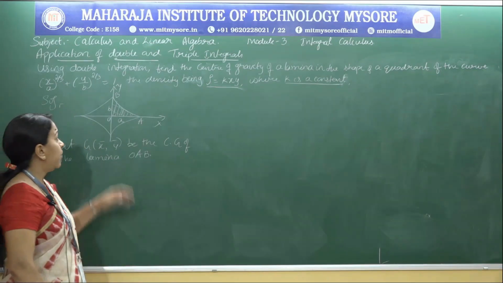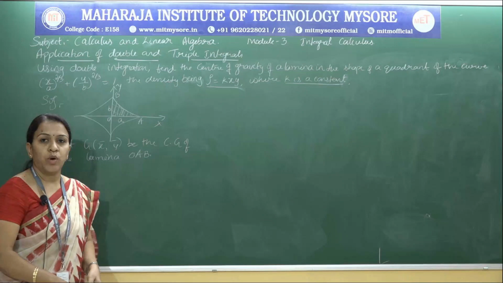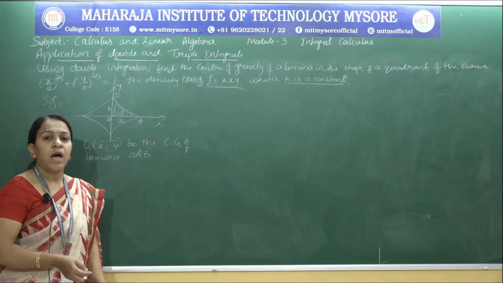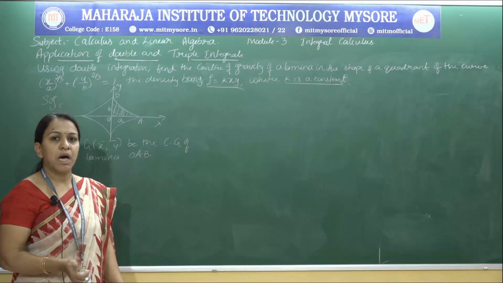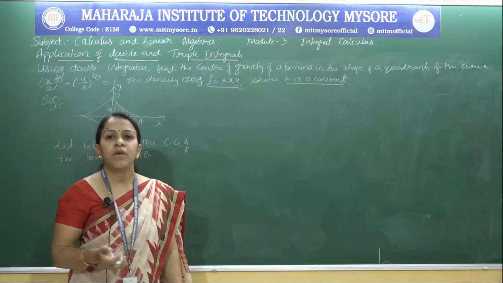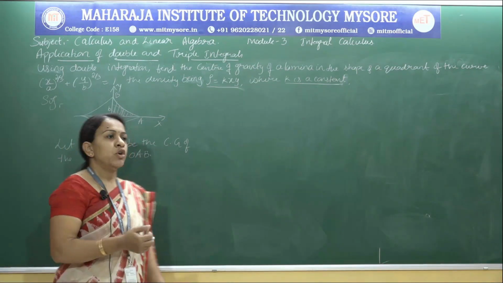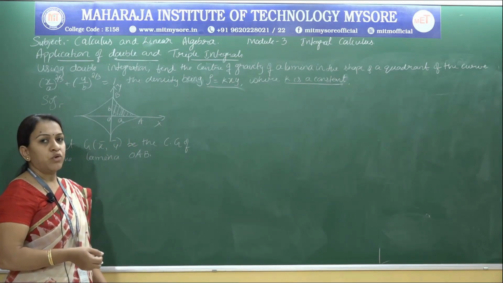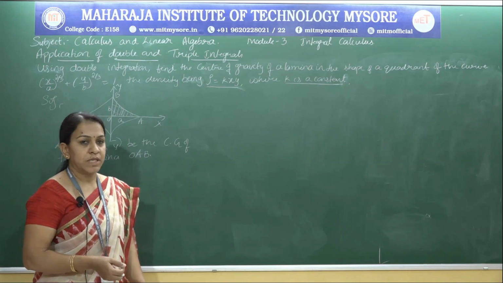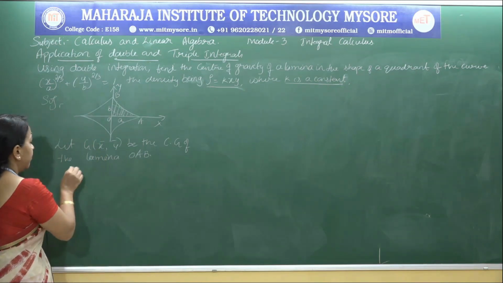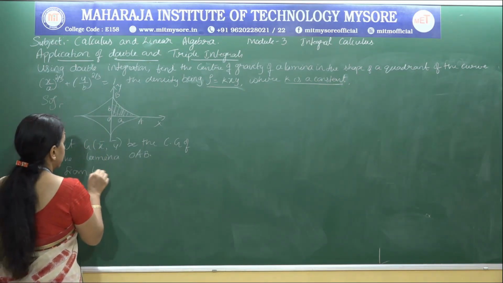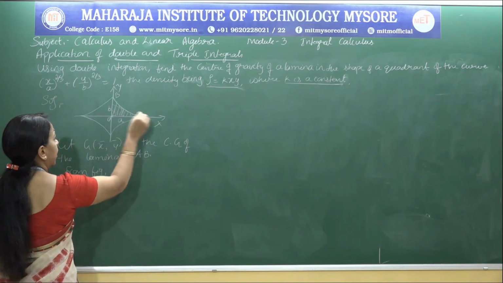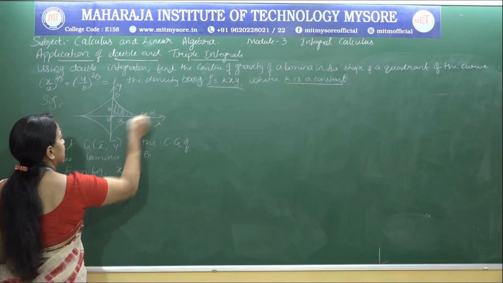Now since the curve is symmetric about both x and y axis, no need to get both x bar and y bar. I can get either x bar or y bar. Similarly we can conclude the other point. So to get the x bar or y bar, of course we should know what are the limits of x and y. So from the figure we can say that x varies from 0 to a. So this point will be a comma 0.